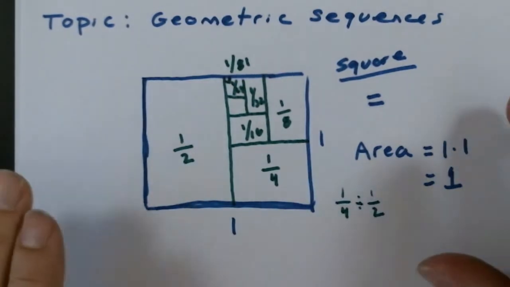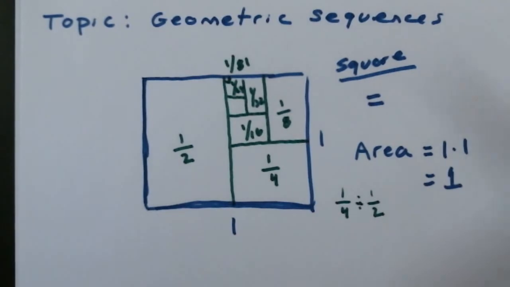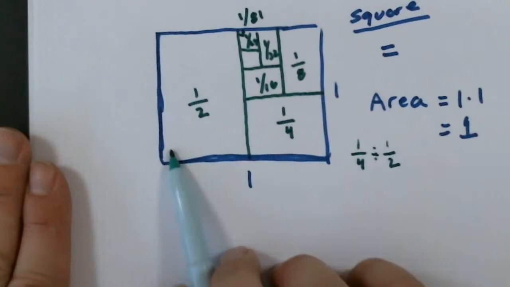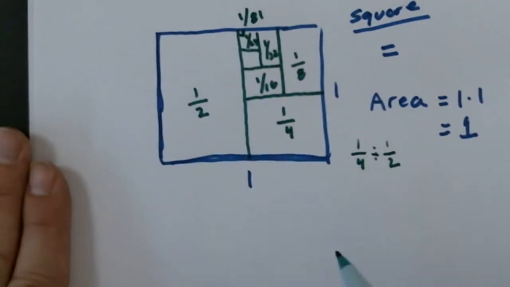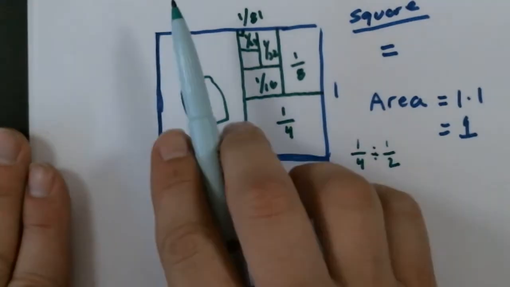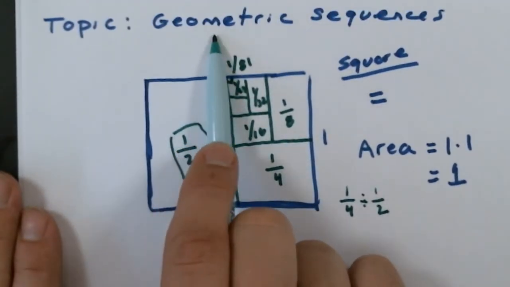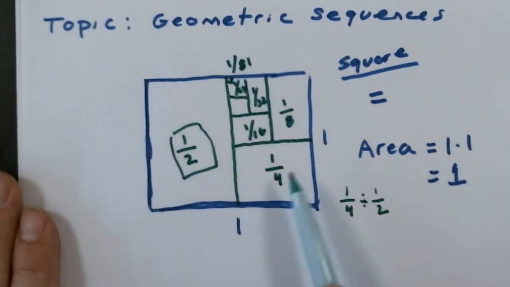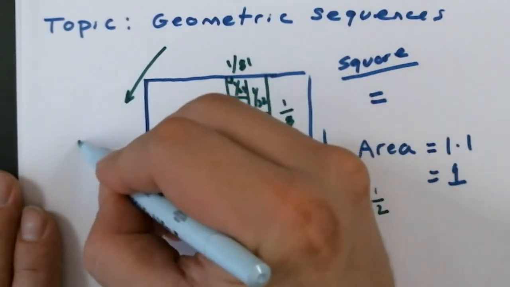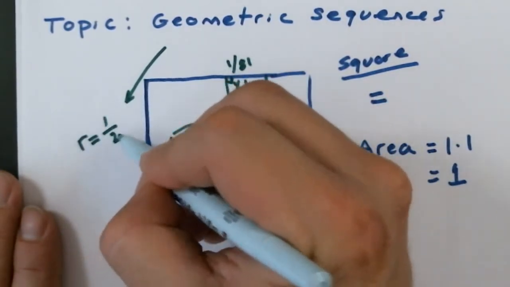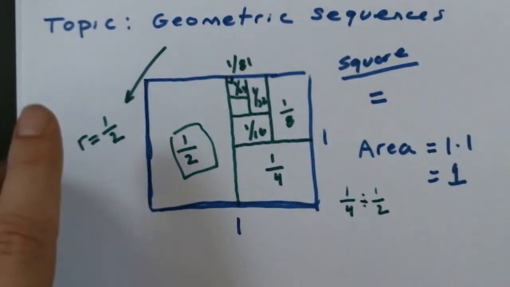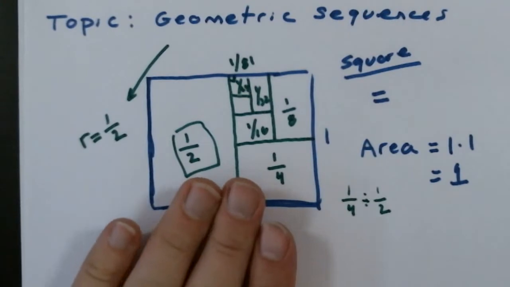So that is our interpretation of a geometric sequence. And all we're doing is cutting this square in half. So 1/2 is going to be our geometric sequence. We're always cutting by half. So that's what we're going to call the R. Okay, so R is always going to be 1/2. We're always going to cut this down by 1/2.